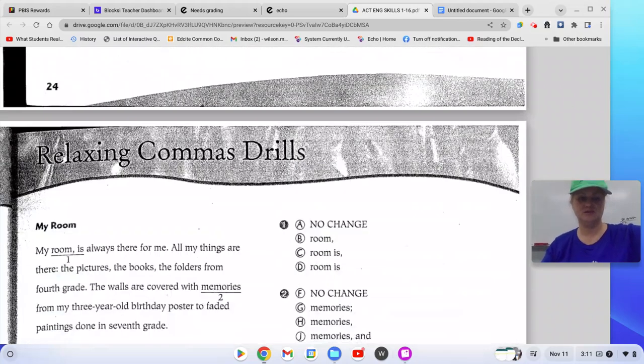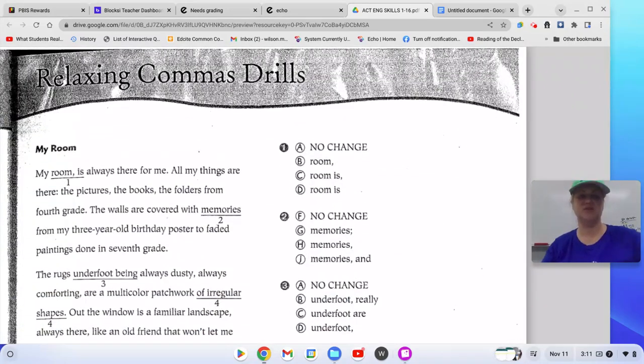Okay, so let's look at this one. This one is personifying the room, and personification means that the author is making the room have human-like qualities. So, my room is always there for me. I didn't pause, so we don't need a comma there. The answer would be not A, not B, and not C, because we don't need to pause. So number 1 is not A, B, or C.